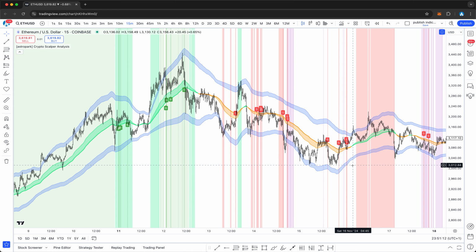Enjoy your trading, and be sure to have your take profit and stop loss set correctly and manage your risk properly. Cheers guys, have a nice day.